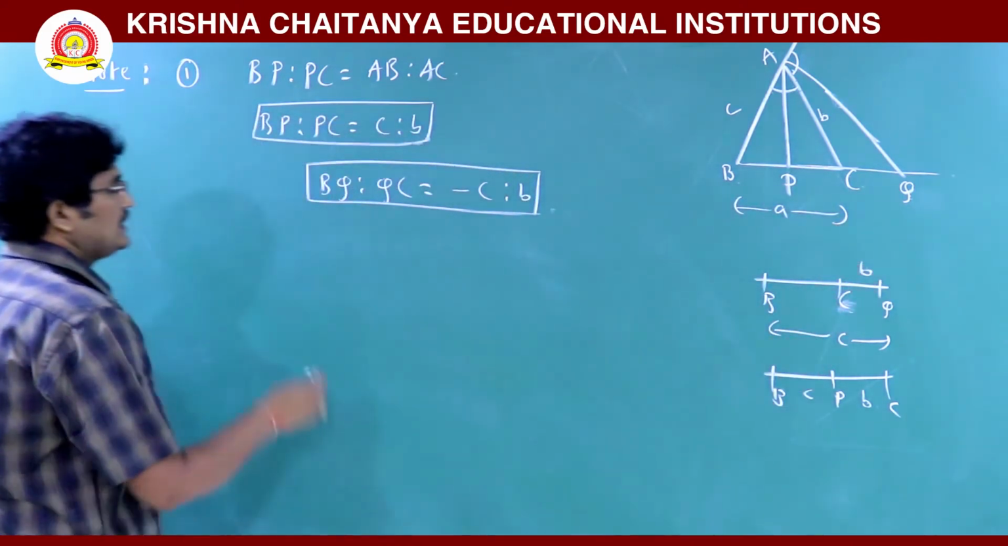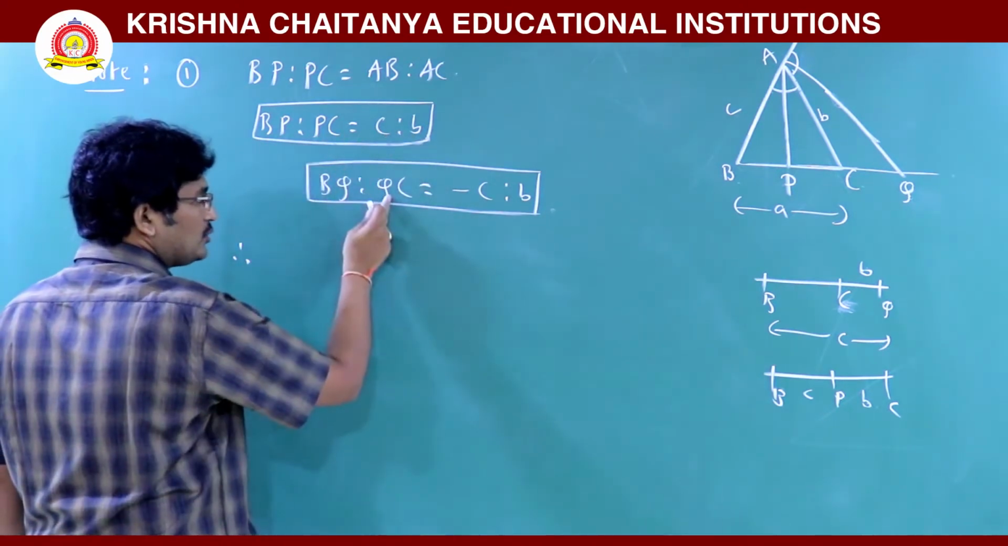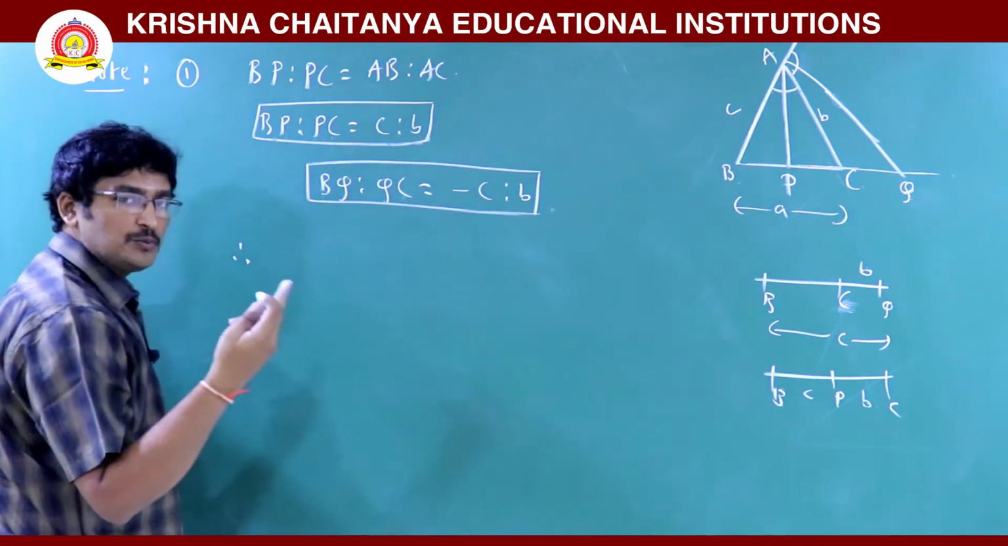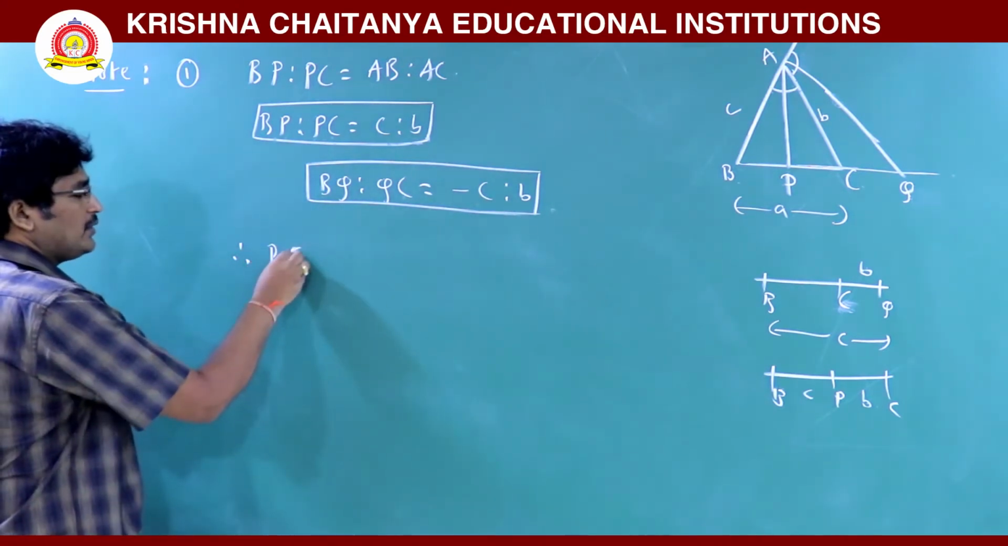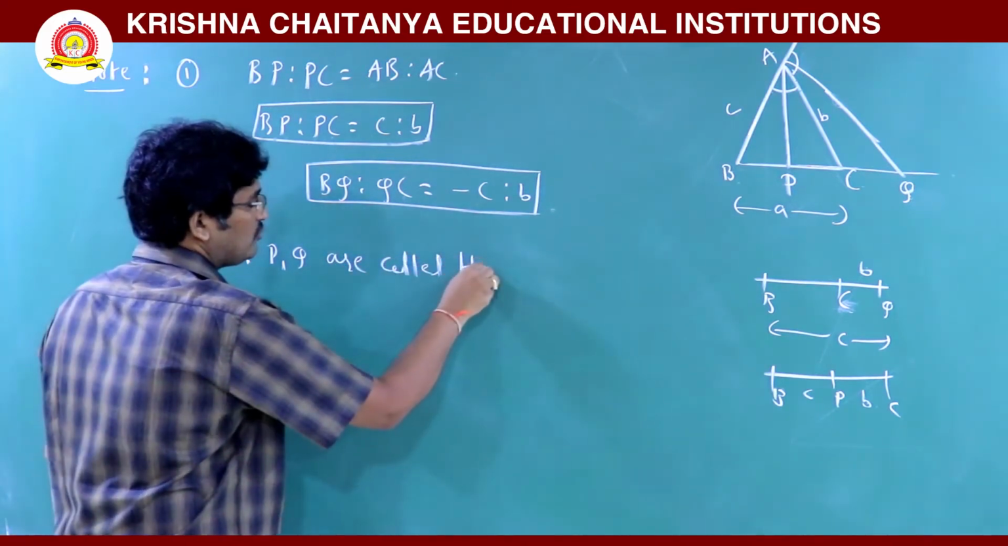Okay, it's conceptual. So P divides BC bar in the ratio c is to b internally. Q divides the same BC bar in the ratio minus c is to b, that means c is to b externally. Therefore, point P and point Q are called harmonic conjugates.